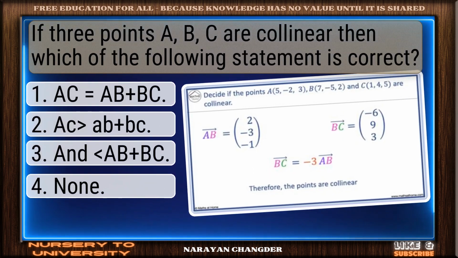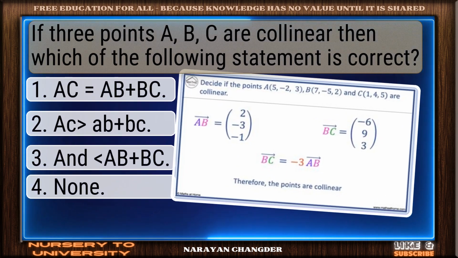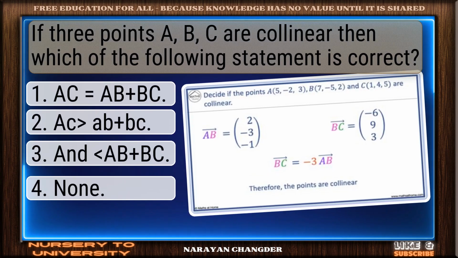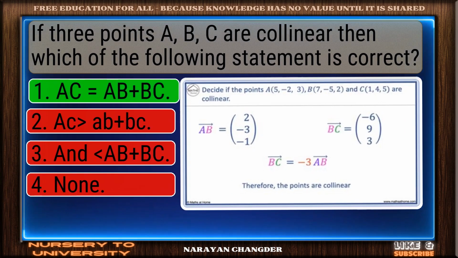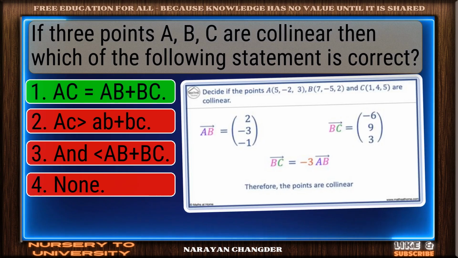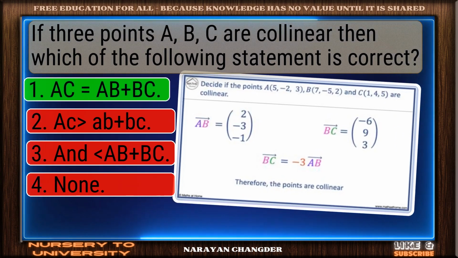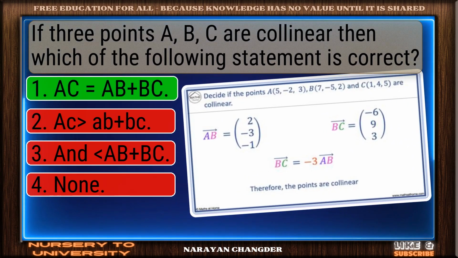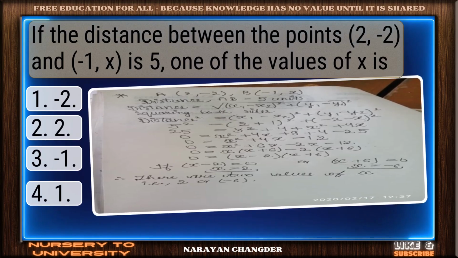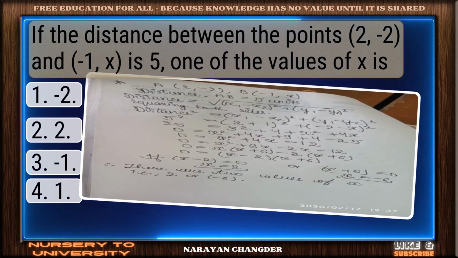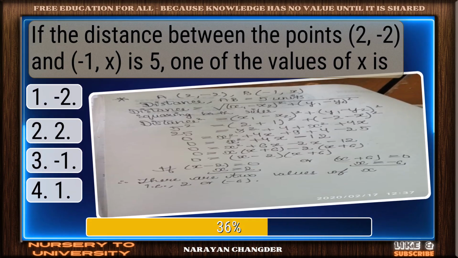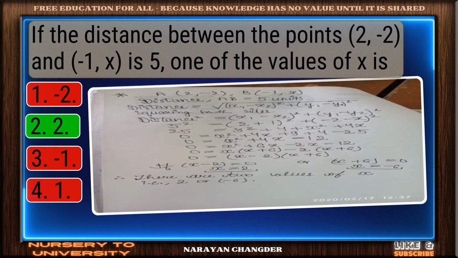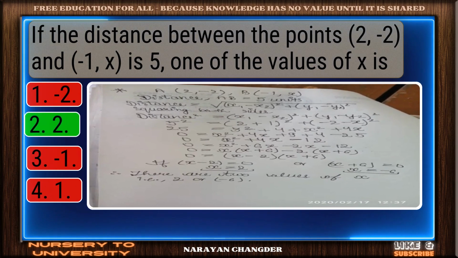Question number 58. If 3 points A, B, C are collinear, then which of the following statement is correct? Clear logic. Your choice AC equal to AB plus BC is sound and 100% true. Question number 59. If the distance between the points and is 5, one of the values of x is. Valid point. 2 is true.